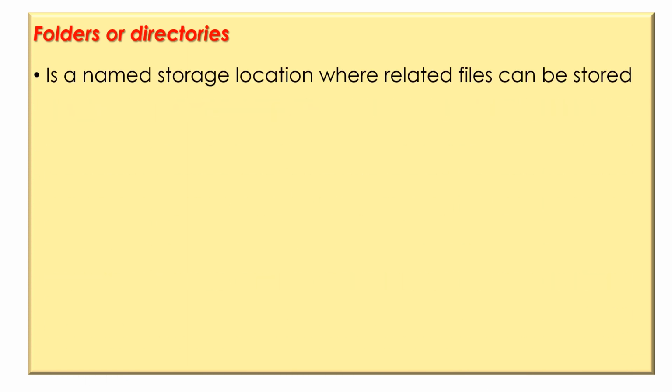Folders and directories. A folder is a named storage location where related files can be stored. A folder is just like a briefcase, where different or related files you put together. It's like a bag containing different files. So that one is a folder, a location where related files can be stored.